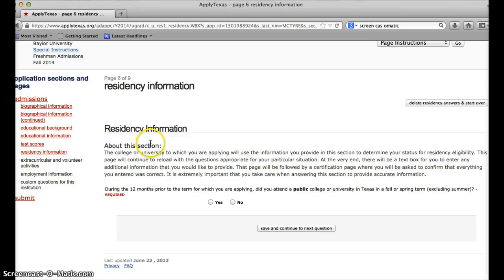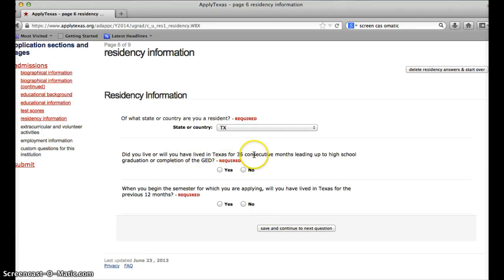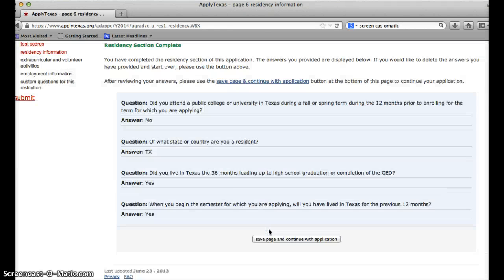Okay, this right here determines what type of tuition you will be paying. If you have attended a public college or university in the fall or spring, my answer will be no, because I did not indicate any dual credit. Have I lived in Texas for 36 months leading up to high school graduation? That is 3 years. For those of you that have been here since your freshman year, the answer is yes. And when you begin the semester for which you're applying, would you have lived in Texas for the previous 12 months? Yes. Save and continue.